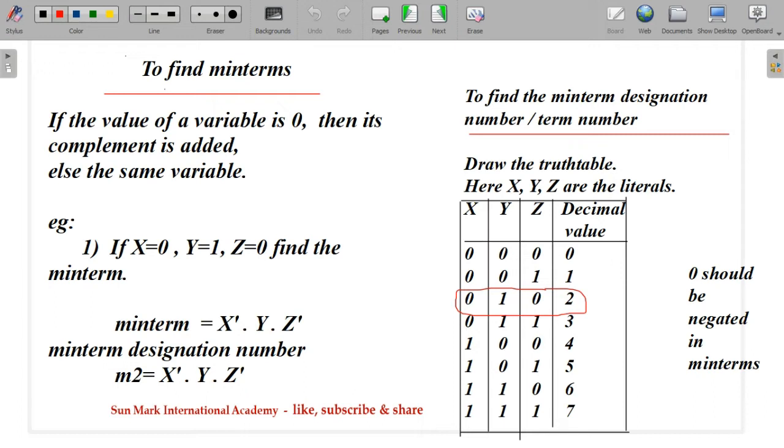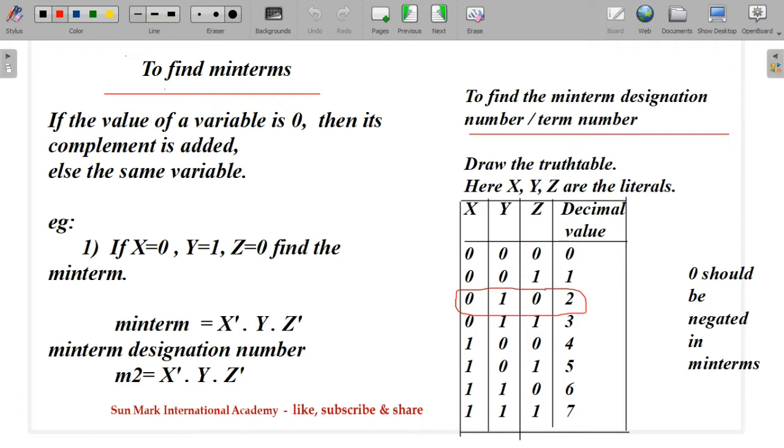For the example here, I have written, if x equal to 0, y equal to 1, z equal to 0, then find the minterm. So how to write the minterm here? Value of variable is 0, then we need to take the complement. So value of x equal to 0, so we have to take the complement x dash.